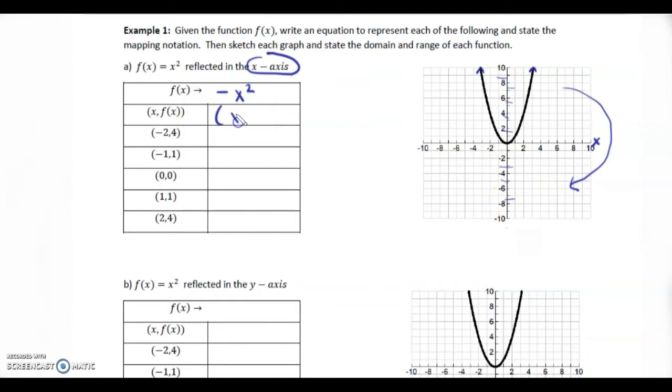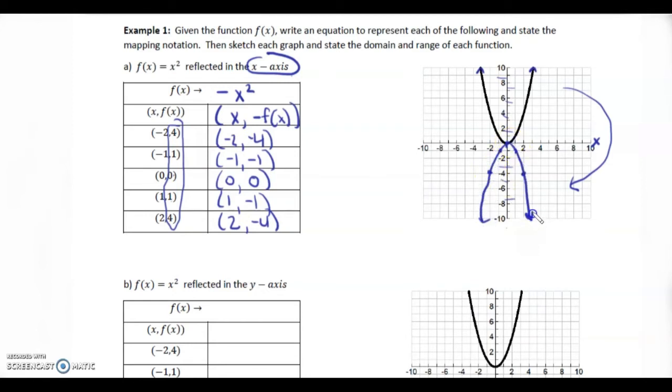Every time we see a y value, we are going to negate it, or in other words, the f of x value. All of these x's are going to stay the same: -2, -1, 0, 1, 2. But from the original graph, we're going to take all these y values and flip the sign. So -4, -1, 0 doesn't have a sign, so it's just 0, -1, -4. Now if we were to graph this, it's going to look like this.